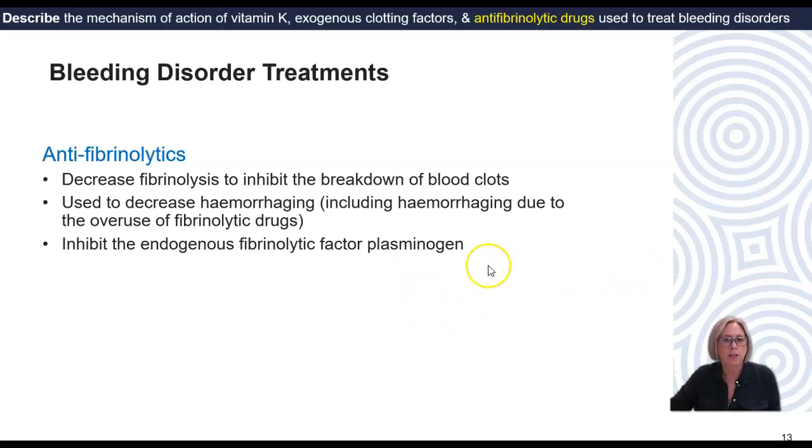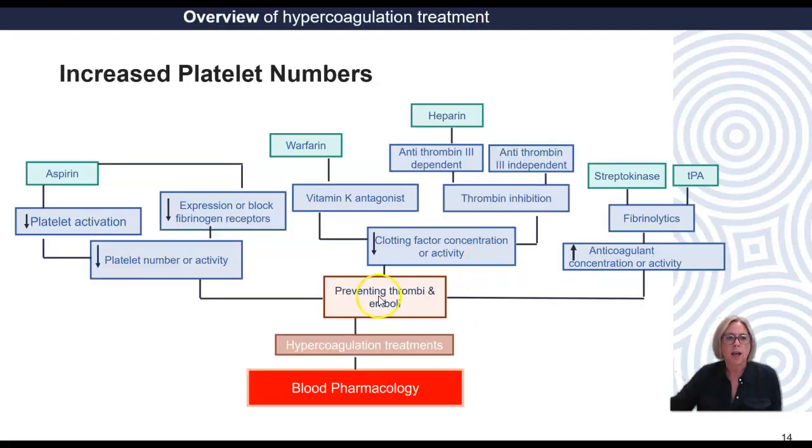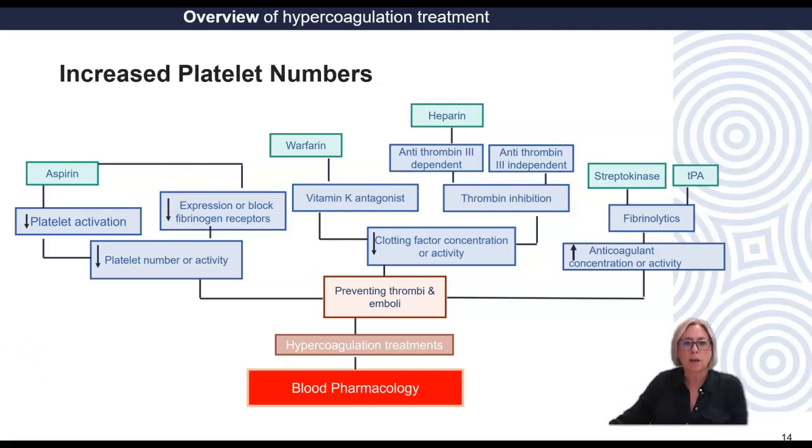So that's all I'm going to say about bleeding disorders, and we're now going to start talking about hypercoagulation disorders. Now remember that the overall aim of this hypercoagulation treatment is to prevent these thrombi from forming and therefore those emboli as well. And there are three main ways that this can be done. Firstly, by decreasing the platelet number or activity. And these are called anti-platelet factors that are used for this.